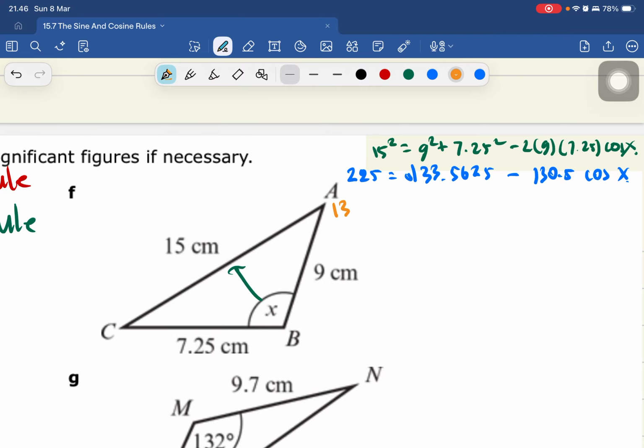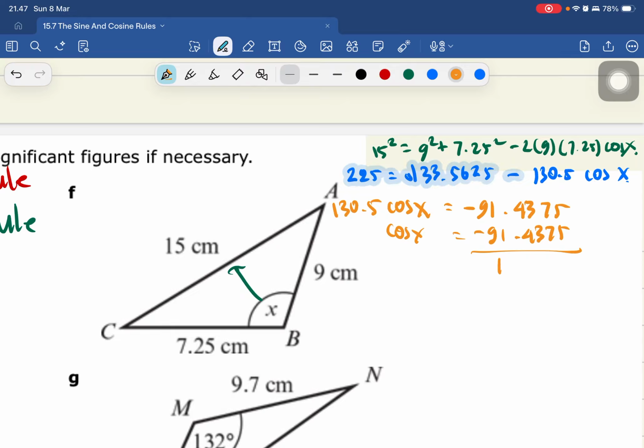So it's going to be 130.5 cos x equal to 133.5625 minus 225. It's going to be negative 91.4375. So cos x is going to be negative 91.4375 divided by 130.5. Use the inverse, so you will get the answer of x. The angle is going to be 134.5 degrees.